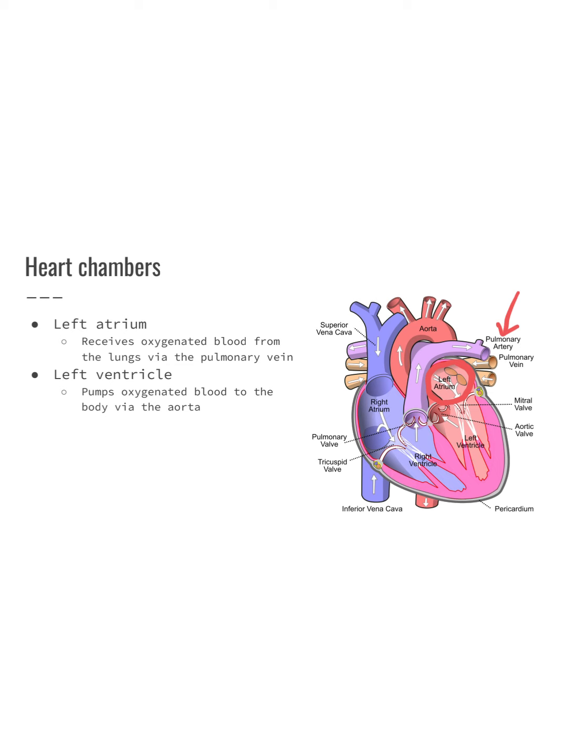From there, our blood is going to move into the left ventricle. And this pumps oxygenated blood to the body via the aorta. So we're going from the left atrium to the left ventricle, and then we're going to go into the aorta and then get distributed out through the rest of the body. So that's going to go to various points in your body.